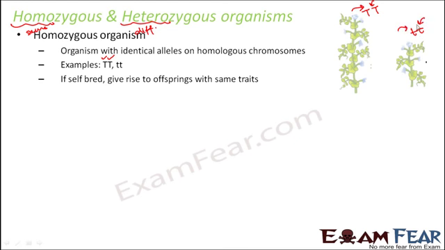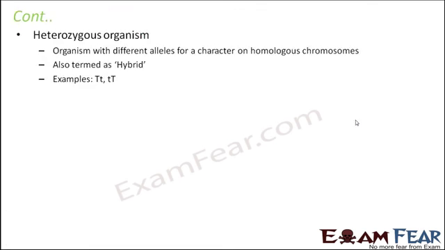Now, what do we mean by self-bred? That means if this capital T is crossed with itself, capital T, this will always give offsprings with the same traits, because there is no small t involved anywhere. So no short plants involved anywhere. So obviously when they are bred together, they will give rise to offsprings with the same traits. So that's about the homozygous. Now how the crossing happens, we have not discussed right now, so I will not get into those details. Next is heterozygous organism.